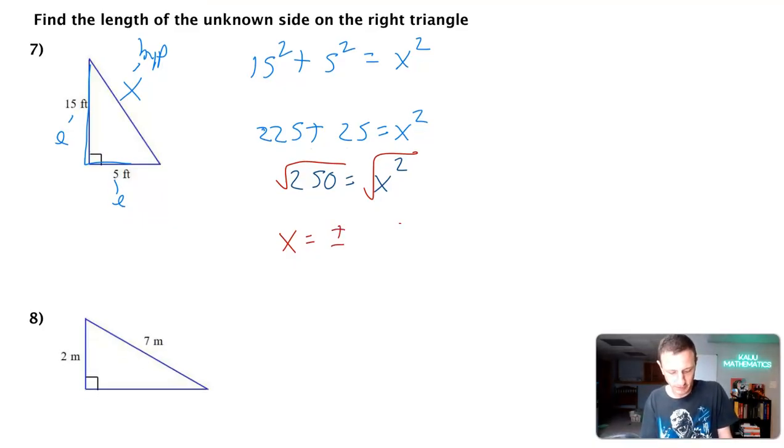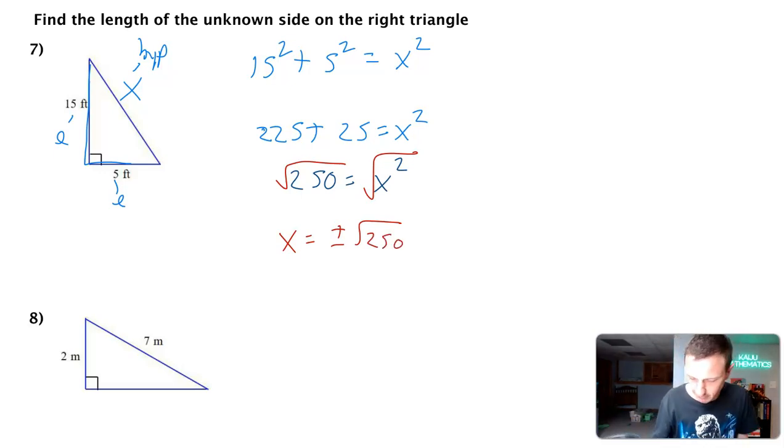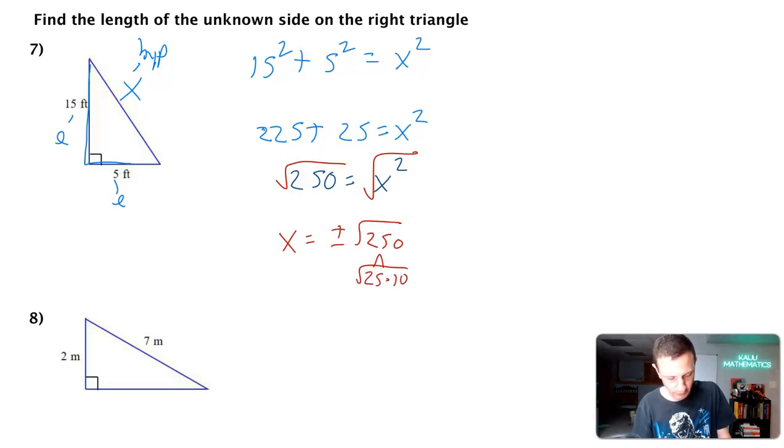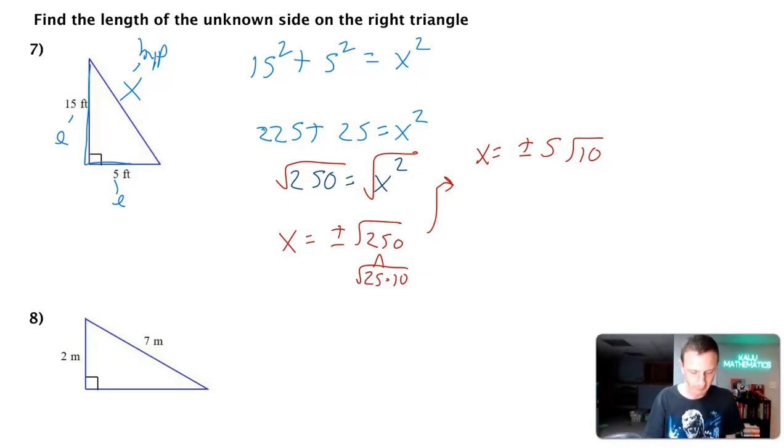Square root of 250, we do have to simplify square root of 250. 250 divided by 25 is 10. So 25 times 10, square root of 25 is 5. X equals plus minus 5 square root of 10. Just simplifying radicals from before.